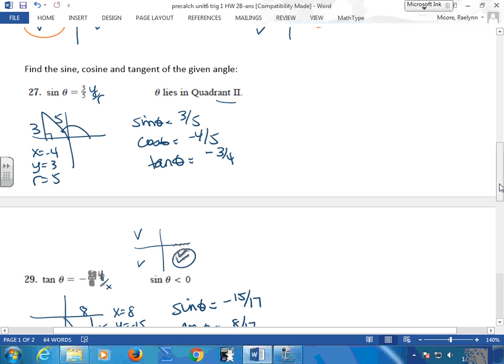Okay? I had to tell you what quadrant it lies in. I think we did this one. Because sine is positive in 1 or 2. And that's going to affect the x-axis, the x value. So we said this one was in quadrant 2, which made your cosine and your tangent negative.